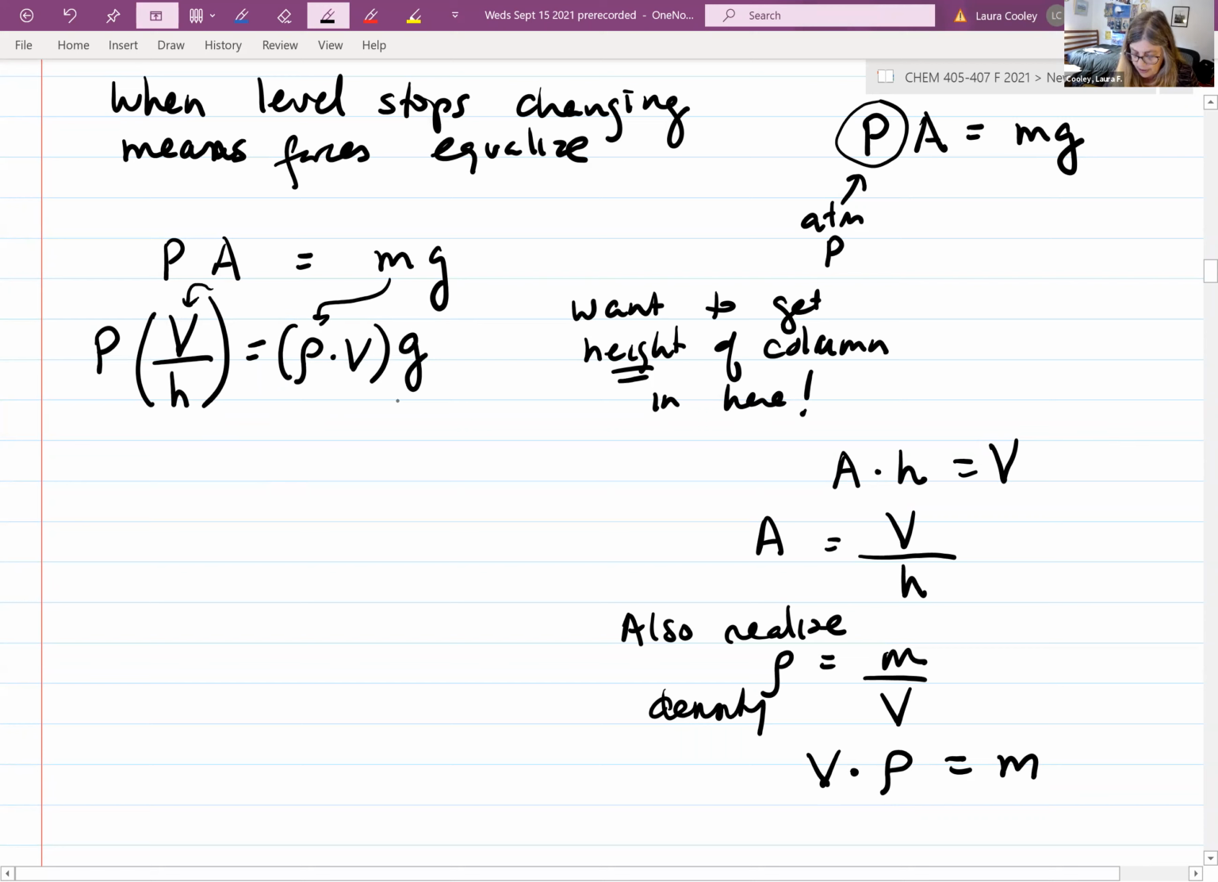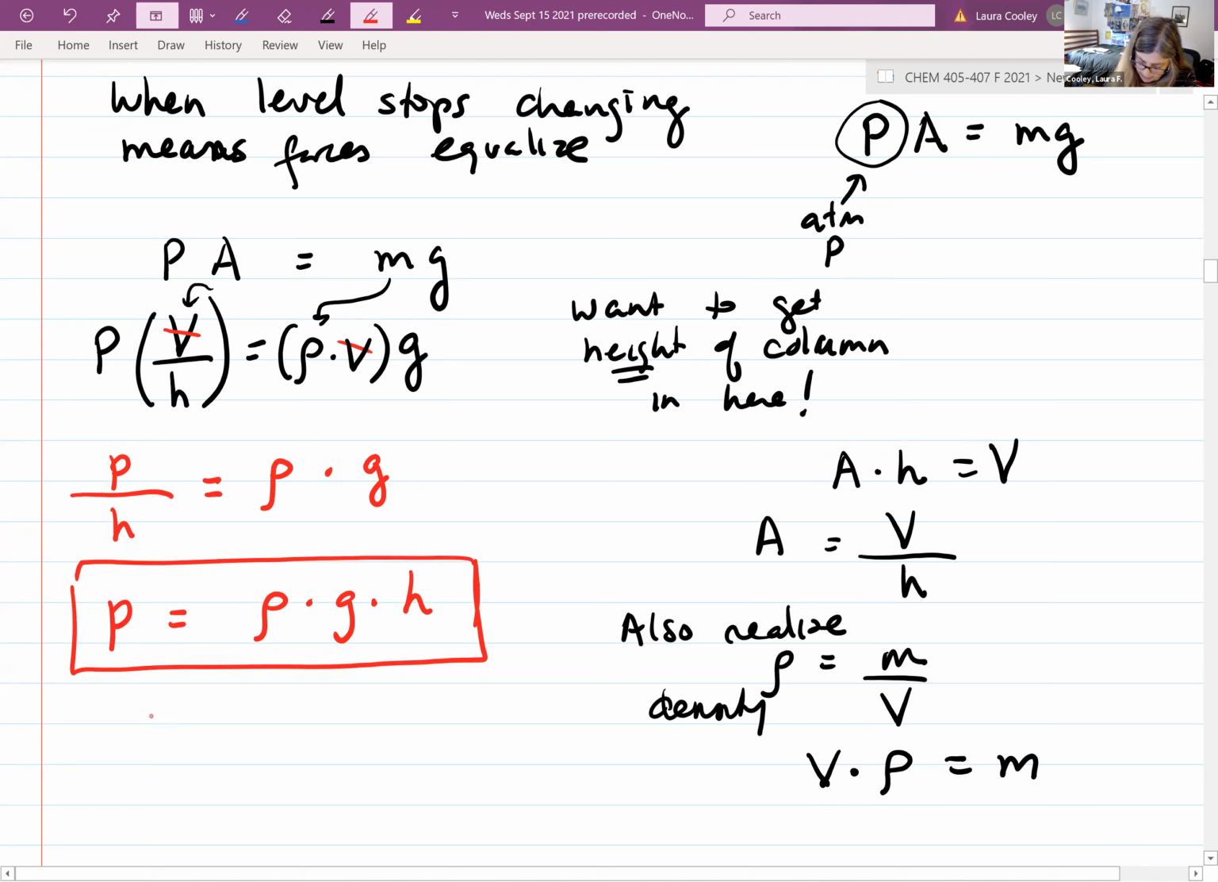So now if I look at this, I see, oh, look at this, my volumes cancel here. So I end up with the pressure over the height equals the density of the material, like the mercury in this case, times the acceleration due to gravity. And I just put height over on the other side. I end up with P equals rho G H. And this we call the barometric formula.